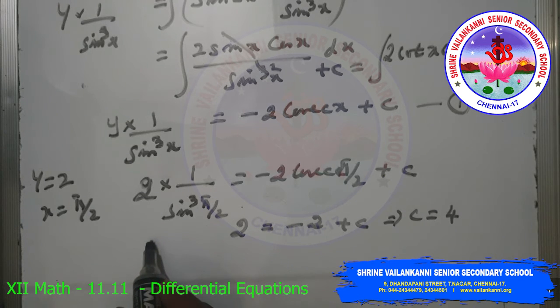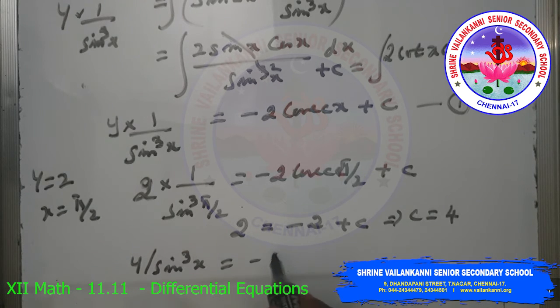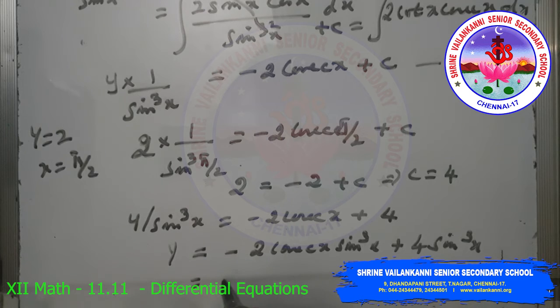Substituting c in first equation, we get y by sin cube x equal to minus 2 cosecant x plus 4. So multiplying the equation by sin cube x, we'll get y equal to minus 2 cosecant x sin cube x plus 4 sin cube x, which is equal to minus 2 sin square x.